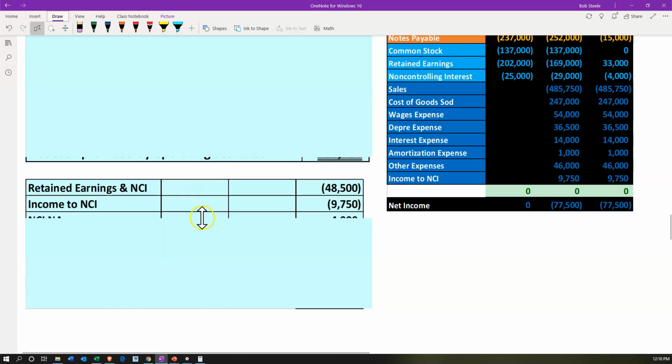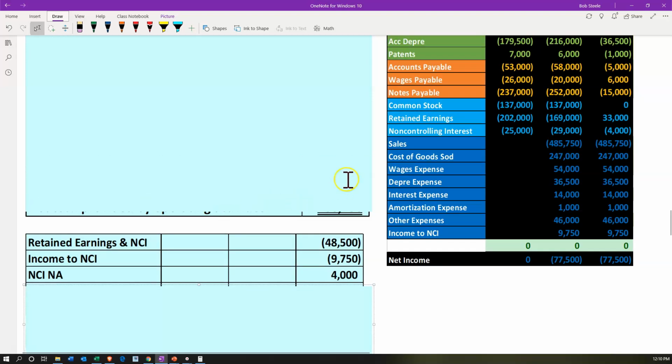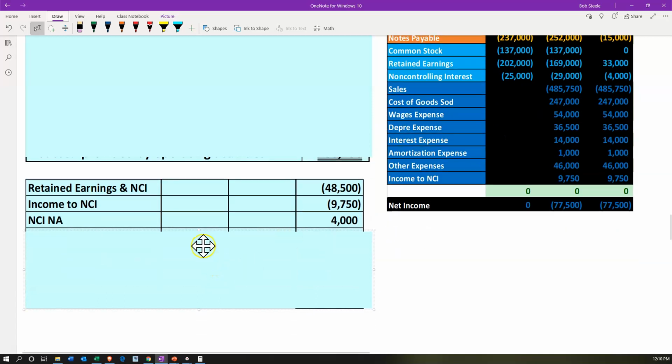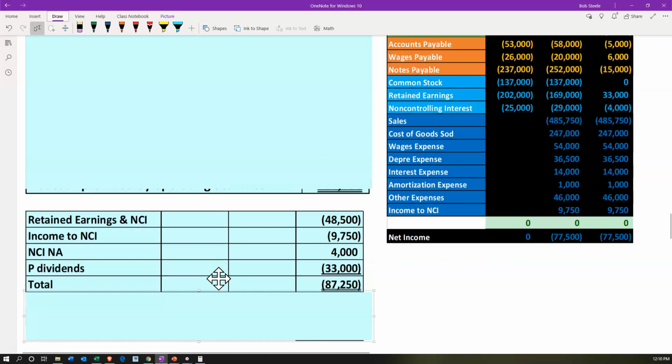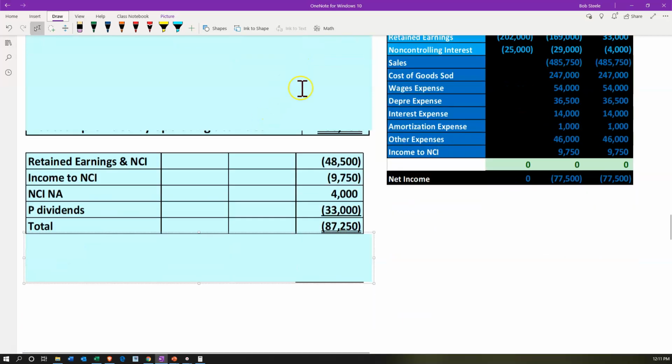We're going to say this amount, the 9,750, we're going to reverse that out. That's going to be one of the components. Then the non-controlling interest up top is going to be reversed out. And then we have the dividends that were paid. The dividends paid are going to be included in this difference in retained earnings. And that's going to give us this 87,250, which is going to be our starting point.